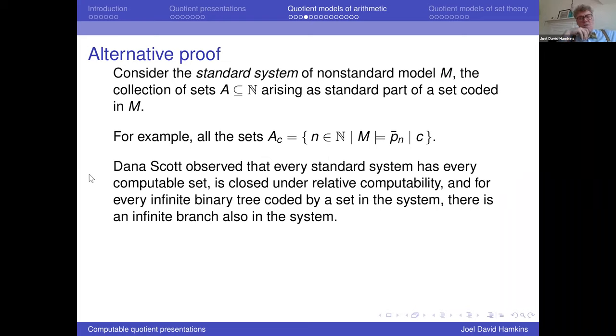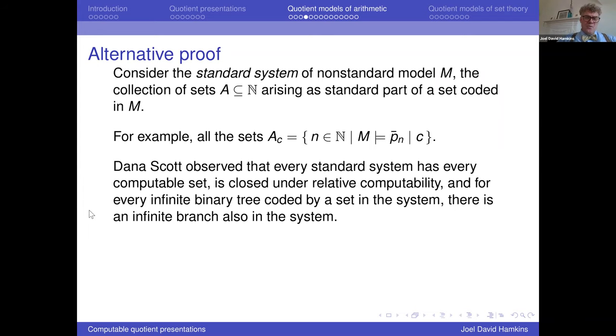And Dana Scott had observed a couple of things about these standard systems. Namely, every standard system has all the computable sets in it. And it's closed under relative computability. So if I have a set in the standard system, then anything I can compute from that should also be. And so it's downward closed in the Turing degrees. And furthermore, whenever I have an infinite binary tree that's coded in the standard system, then it will also have an infinite branch through that tree. Because if the model thinks that I have a number coding a set that's an infinite tree, then by overspill, it will be an infinite tree to some non-standard height. And so the model will have a branch that reaches into the non-standard part, and that will be an infinite branch through the actual tree. So basically that's showing that the standard system is fulfilling the weak Koenig's lemma.